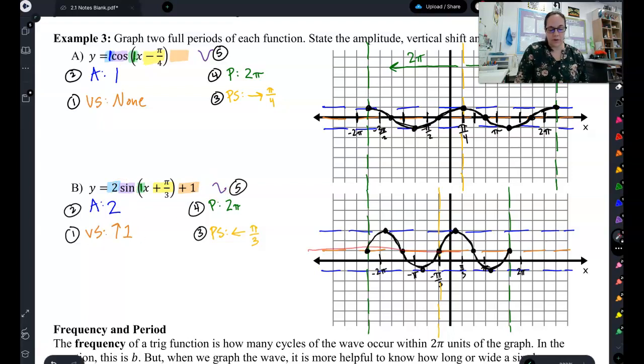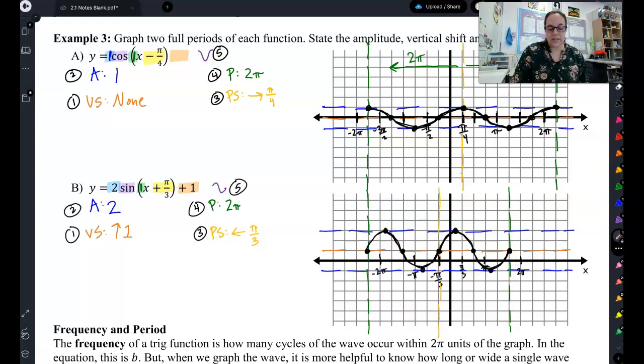Vertical shift first, I went up 1, there's my vertical shift line. Amplitude, I went up 2 and down 2 from that line to make my boundary lines. Phase shift, I moved left pi thirds, so there's my starting point at left pi thirds. And period, I still need this box to be 2 pi long. So I went out to 2 pi and then back 1 to make sure my box is 2 pi long. And I did that on the other side to make a second wave.